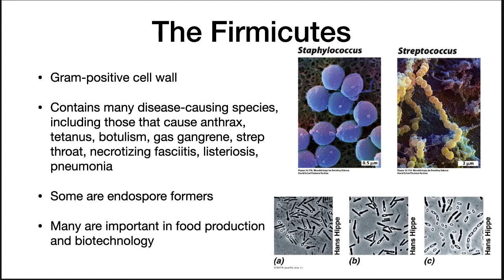Firmicutes are gram-positive and contain important disease-causing species listed here. I won't read them all off. You can read them yourself. I do not expect you to remember these names now. We will cover pathogens at the end of the semester. Some are endospore formers, and many are important in food production and biotechnology.